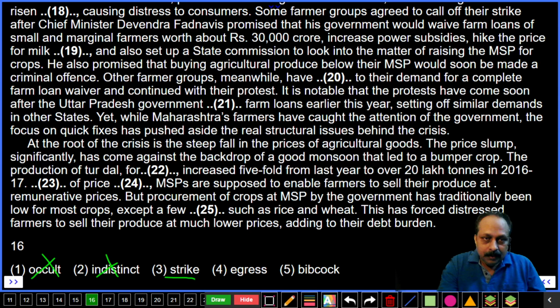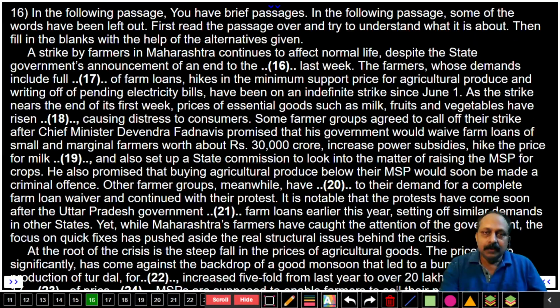Strike seems right. The context is always whether it is a passage or close test. First, you have to read the entire passage, even a close test. It's a passage with blanks, and get an idea what it is about. This is all about farmers' protest, about their problems, and the response. Strike seems the right word. The other options are not related. Answer is the third option, strike. I'll show that. And to the strike last week.